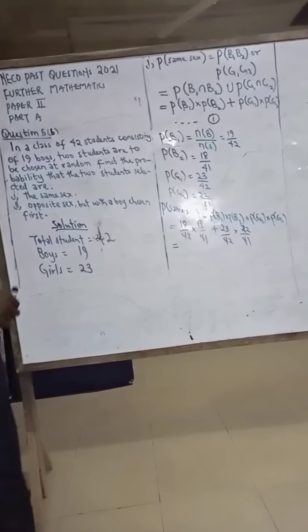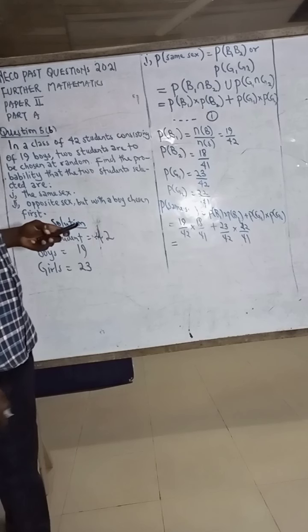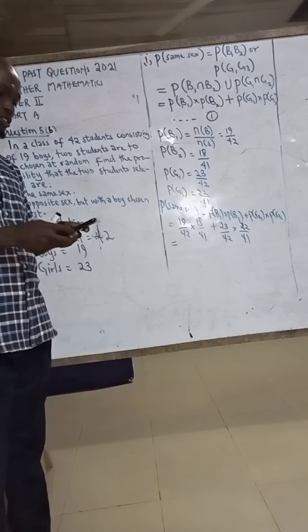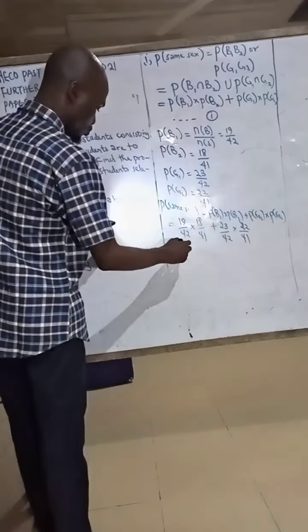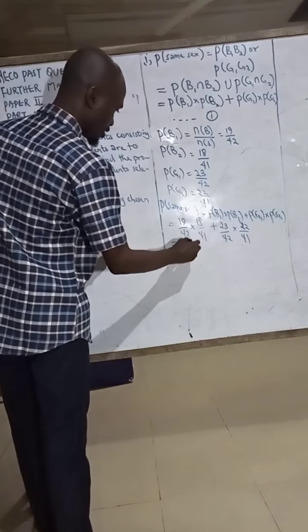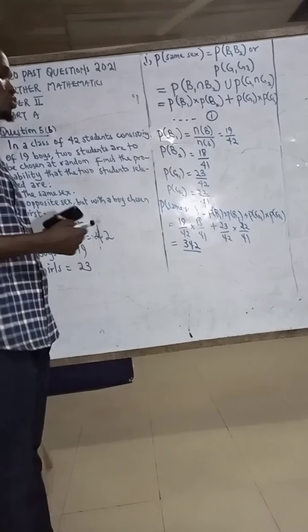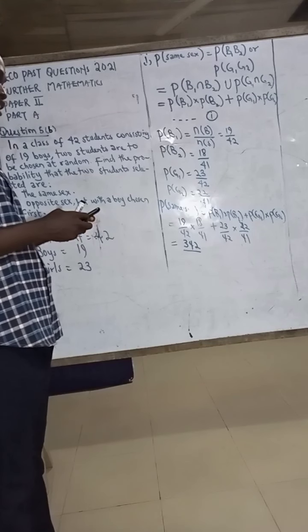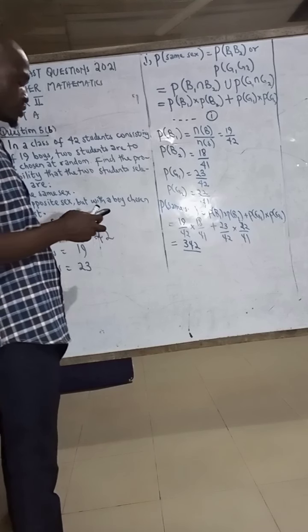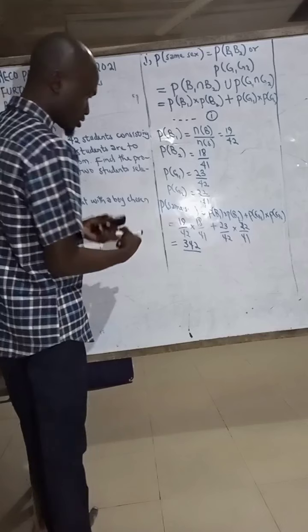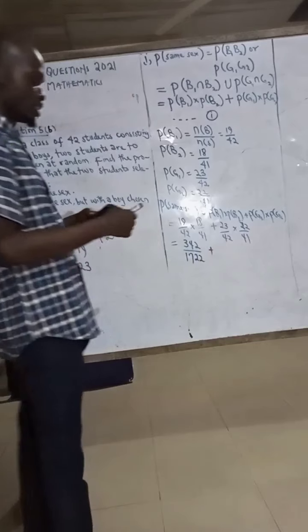19 times 18. Let's use our calculator. 19 times 18 will give us 342. 342 all over 42 times 41. 42 times 41 will give me 1722, plus 23 times 22.